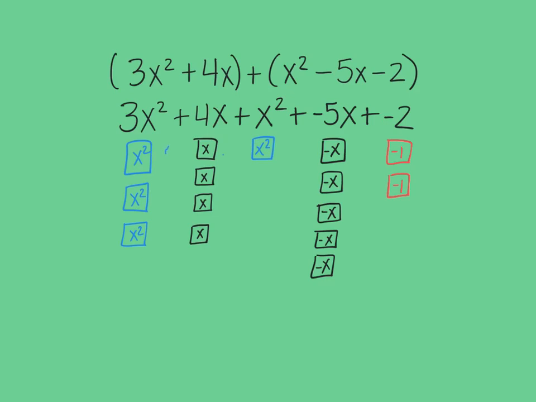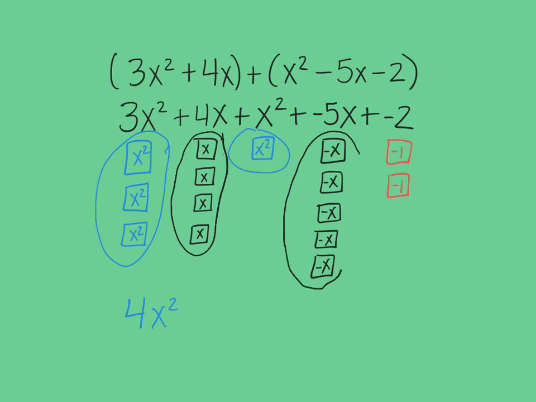So first, the x squareds. We have 3x squareds and another x squared for a total of 4 x squared tiles. Next we have, let's just do the x's by themselves. So I have 4 x's, 4 x tiles here. And here, these are negative x's, but because the x doesn't have an exponent, it's just an x, I can combine it with these other x's over here. So I can combine these together.